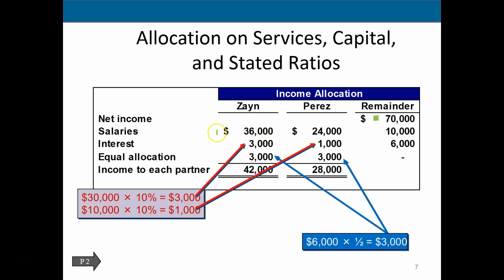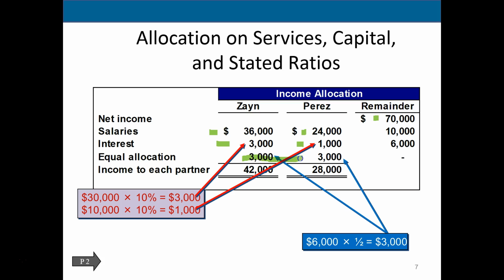So we're saying there's a net income of $70,000. First thing we're going to do is we agreed we're just going to give 36 and 24 off the top, no matter what the net income is. Then we're going to allocate based on their investment in the capital accounts. So we're going to take the beginning capital accounts at the beginning of the year, which was 30 and 10, and we said we're just going to allocate 10%. We're going to give a 10% return on investment, basically allocating the net income based on a 10% return on the capital account investment, which comes out to 3 and 1.